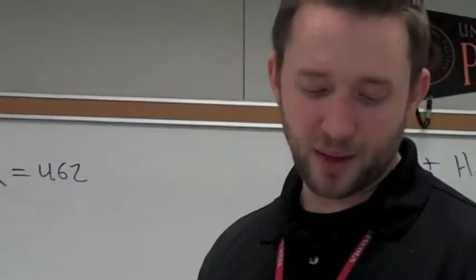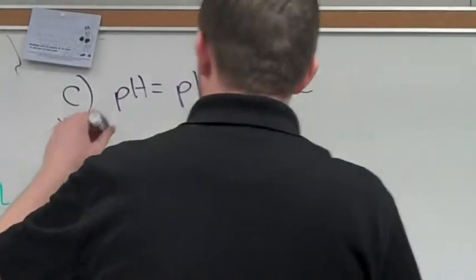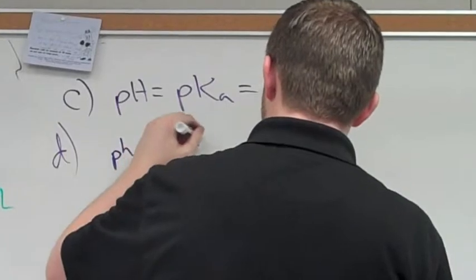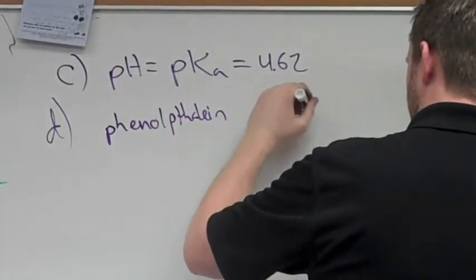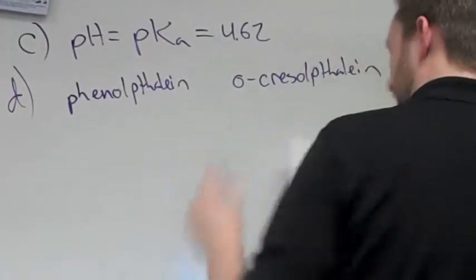If you look in your book, the best indicators that are going to bracket this well are two things. This is in chapter 17. You can find the table, and the answers are either phenolphthalein, or if you look over there, orthocresolphthalein will also be a good indicator.